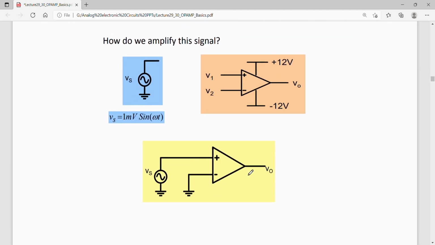Now let us say that I have this signal Vs, which is 1 millivolt sine omega t, and we want to amplify this signal. So can we amplify this signal using this op-amp? If I try to use this op-amp by simply connecting this input signal on V1, let us say, so that is Vs is applied to the non-inverting terminal, and the other terminal is grounded, can we amplify this signal?